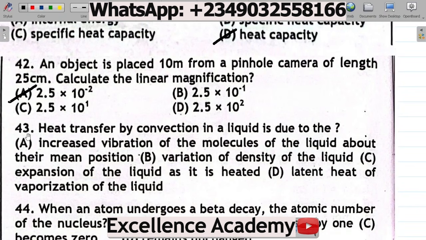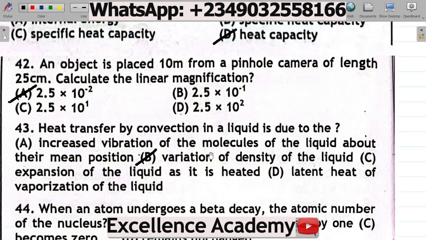Next up, question 43 says, heat transfer by convection in a liquid is due to the: A. Increased vibration of the molecules of the liquid about their mean position. B. Variation of density of the liquid. C. Expansion of the liquid as it is heated. D. Latent heat of vaporization of the liquid. So what is the correct answer for this question here? For this question, the correct answer is B, the variation of density of the liquid.